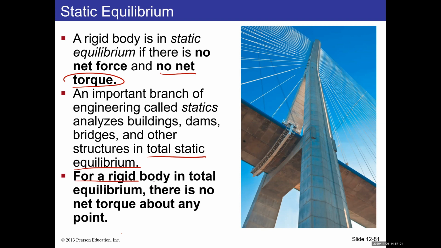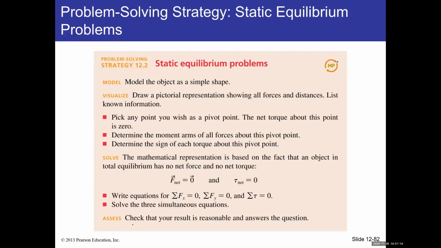So for a rigid body in total equilibrium, there is no net torque about any point. That means our system cannot be rotating. So all the torques should be canceling, all the forces should be canceling. The next few examples are going to be based on total static equilibrium problems, where we now have two conditions satisfied.